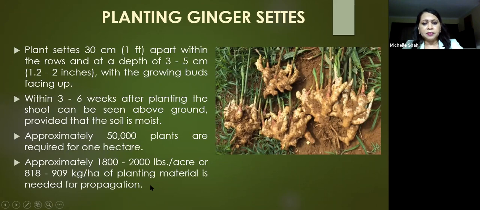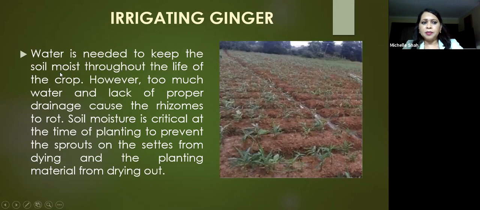Irrigating of ginger. Water is needed to keep the soil moist throughout the life of the crop. However, too much water and lack of proper drainage cause rhizomes to rot. Soil moisture is critical at the time of planting to prevent the sprouts on the sets from dying and the planting material from drying out. So this is a field of ginger as shown here, and it has proper drainage with the surface irrigation furrow system. So there are rows of furrows.